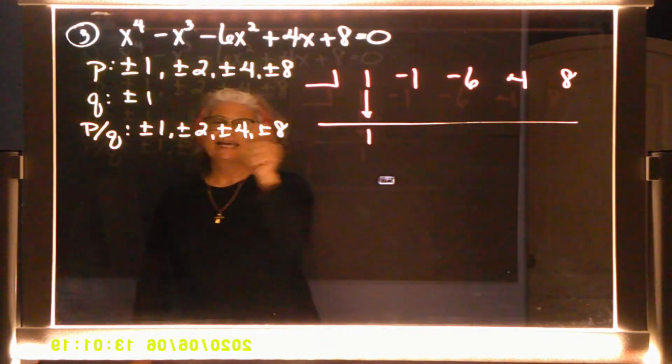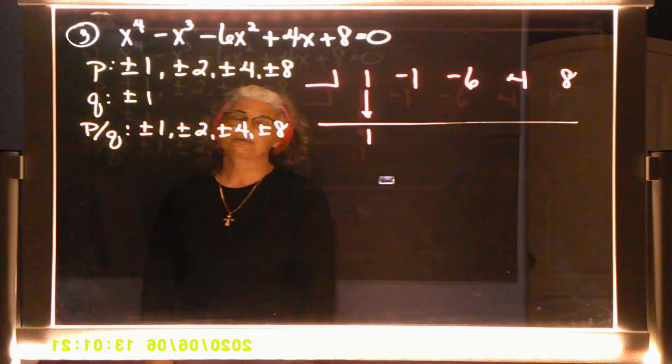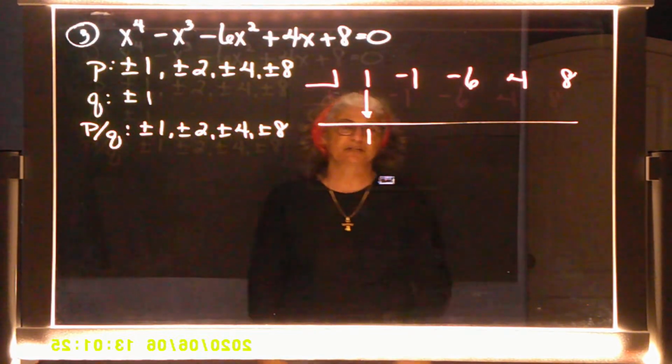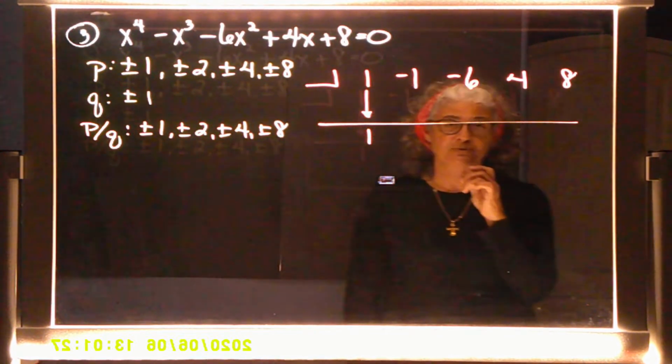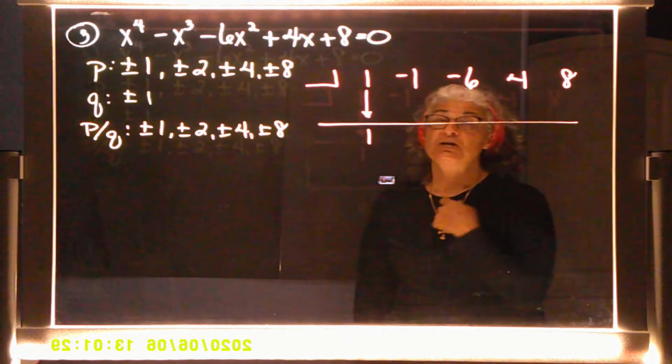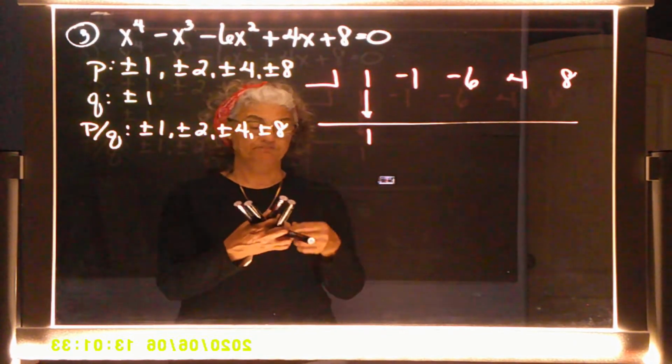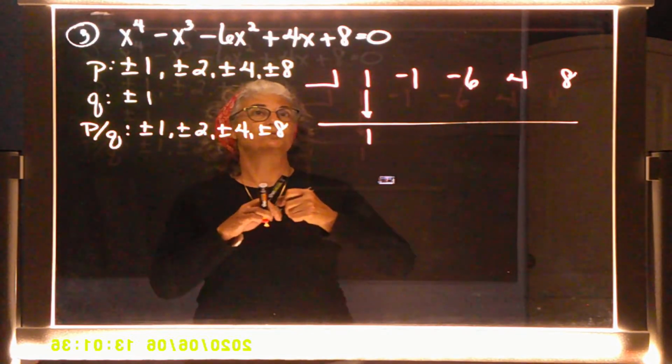Okay, so we've got 8 possibilities, but I only need 4 solutions, right? Because I get 8 p over q's, including the plus and minus. So what number do you actually want to try? You want to try just one? Okay, we'll try just one. So let me put the 1 in.